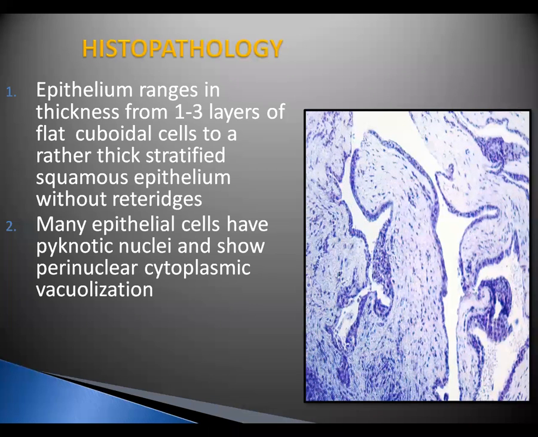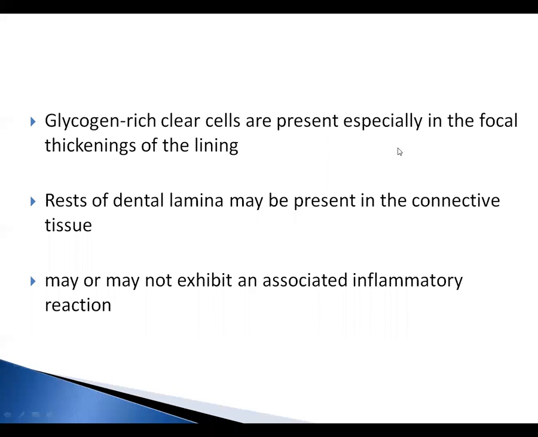So many epithelial cells have pyknotic nuclei and show perinuclear cytoplasmic granularizations. So you can see the stratified squamous epithelium and underlying connective tissue stroma or the fibrous wall. And here the white part is the cystic lumen. Glycogen-rich clear cells are present especially in the focal thickening of the lining. Rests of dental lamina may be present in the connective tissue, and may or may not exhibit an associated inflammatory reaction.